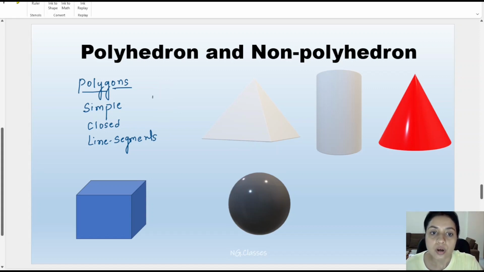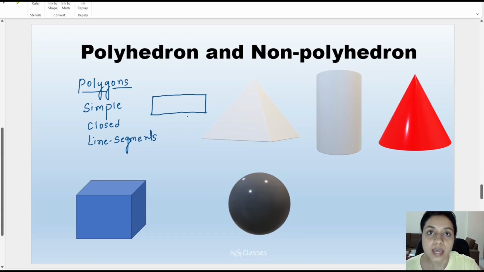Whereas when we draw a rectangular shape, this is a polygon because this is a simple shape. You can see it's not crossing itself, it's closed also. Closed means the starting point and end point have to be the same.